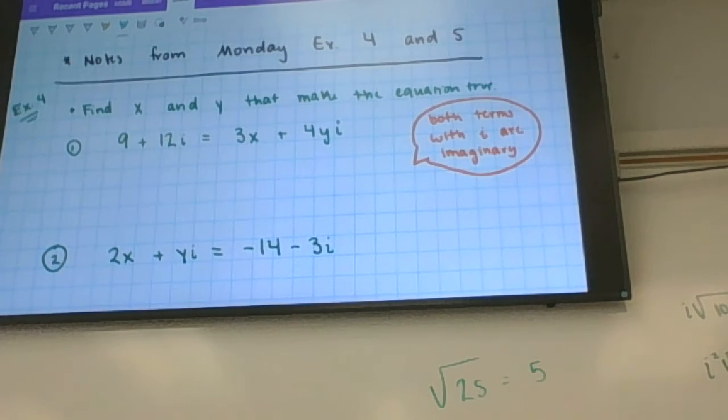Being able to simplify radicals and do what you did in yesterday's assignment, you'll see frequently. You'll see that next year, no matter what math class you take next year, you'll do that again.